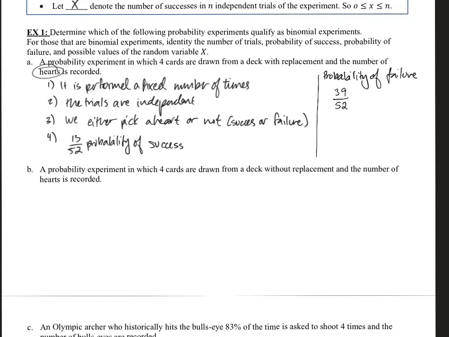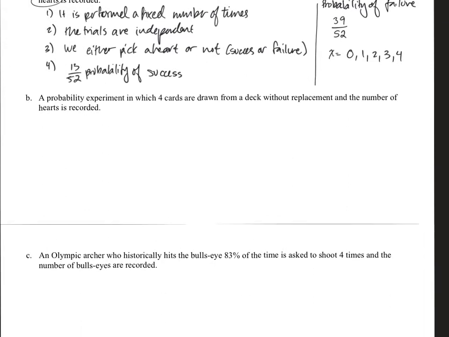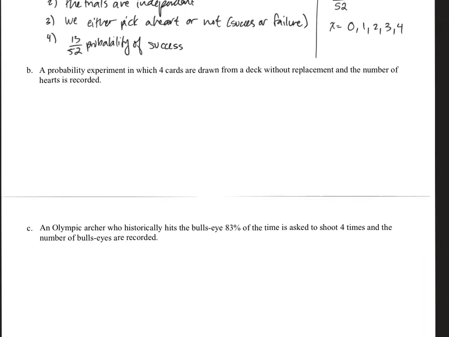And lastly, we need to find the possible values of the random variable x. The possible values of the random variable x are going to be the number of hearts chosen, which is either 0 hearts, 1 heart, 2, 3, or 4 hearts chosen, because that's the number of times we are doing this experiment. Now, let's take a look at B, a probability experiment in which 4 cards are drawn from a deck without replacement and the number of hearts is recorded.